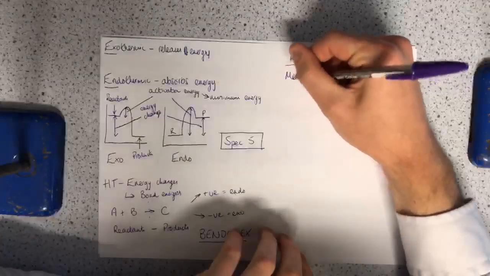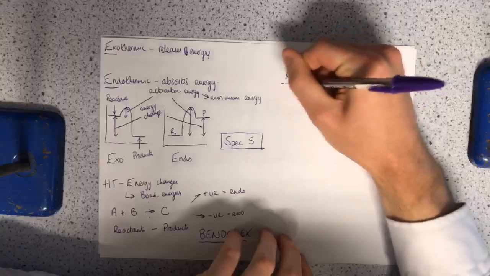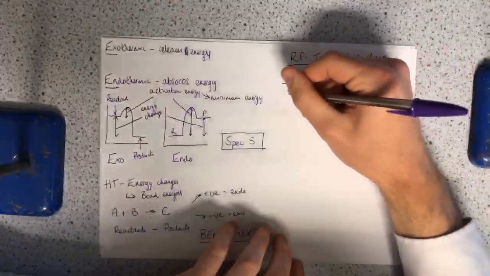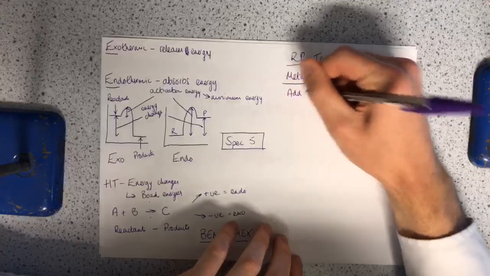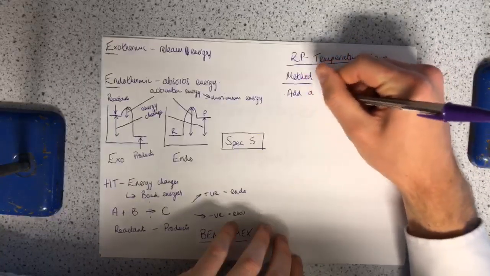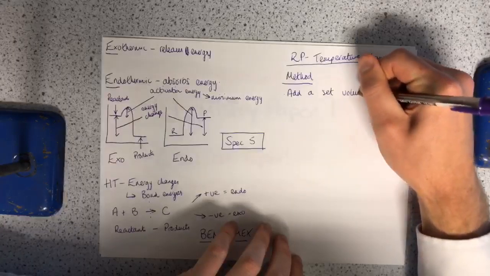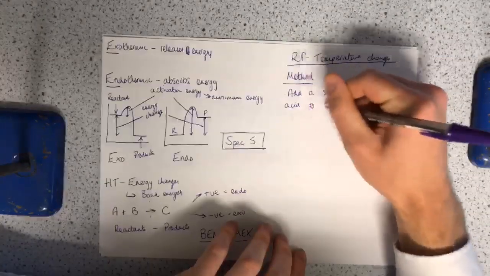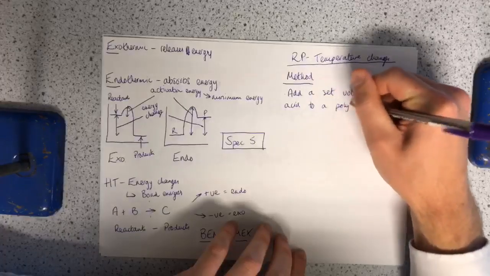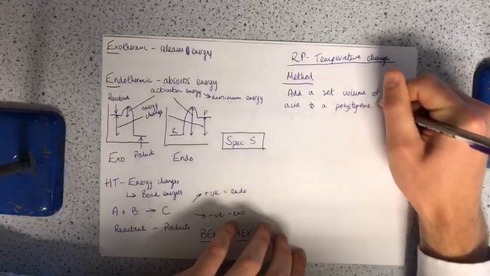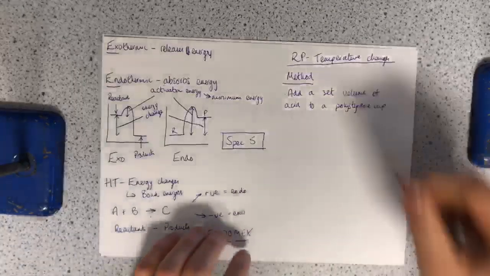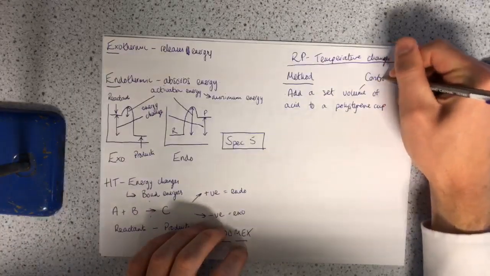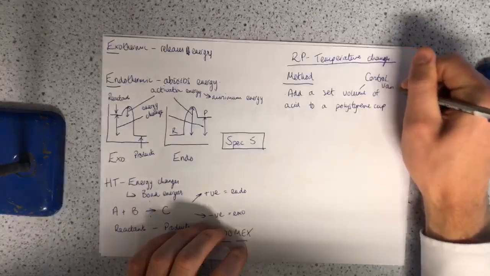So in terms of the method for this practical, we firstly add a set volume of acid to a polystyrene cup. So that is actually going to be your control variable. So within this practical, you've got your control variable there straight away.